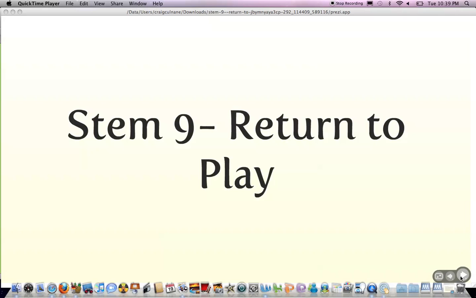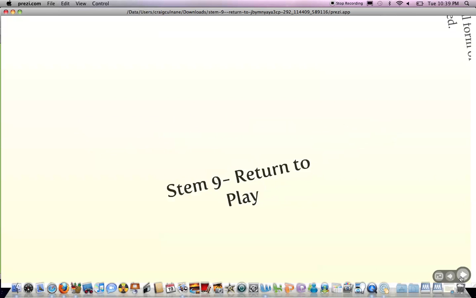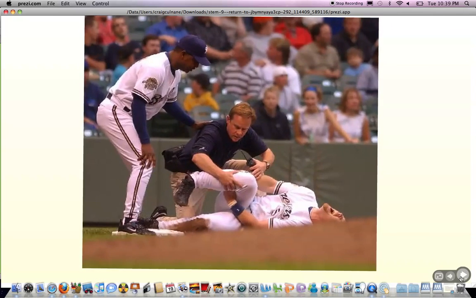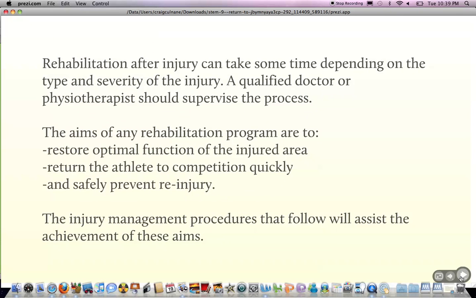Then number 9, return to play. The objective of rehabilitation is for the athlete to return to play or activity as soon as safely as possible. Returning too soon can lead to permanent damage or to further damage to the injured part.